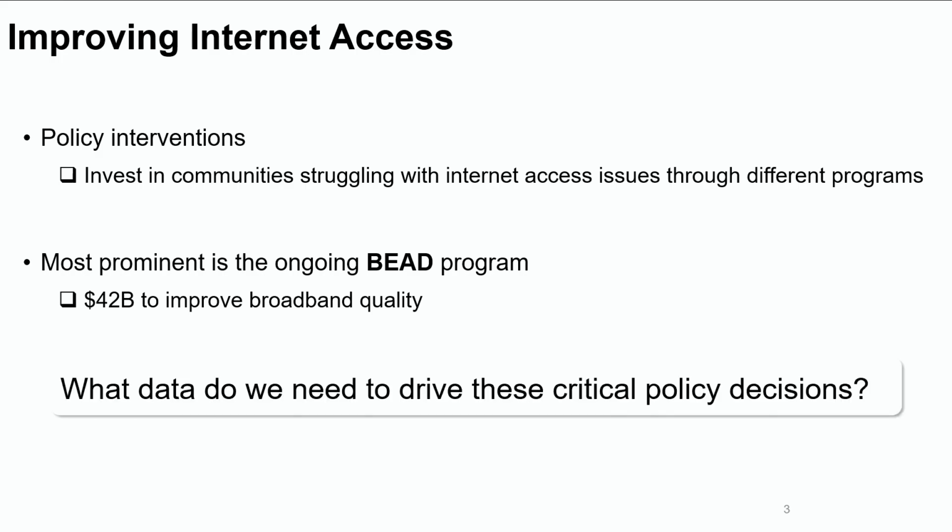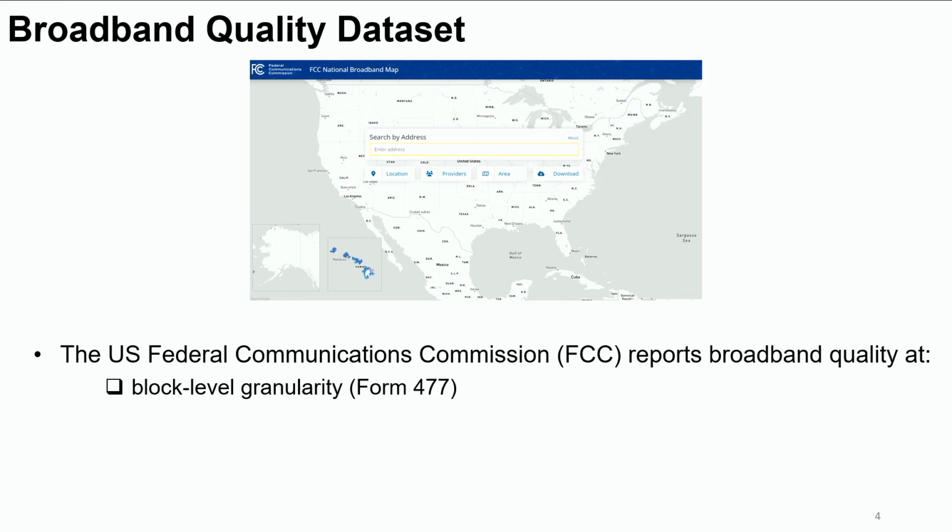Now the question is, what sort of data do these initiatives need to make use of so that they can ultimately achieve their objectives? Because $42 billion is a lot of money and it doesn't come around often, so we need to make sure that all the set objectives are met, and this has to be a data-driven initiative. So let's look at the data that is currently available in this space.